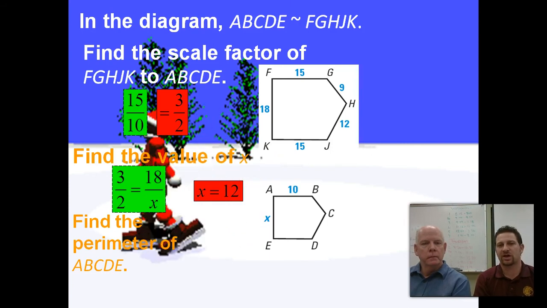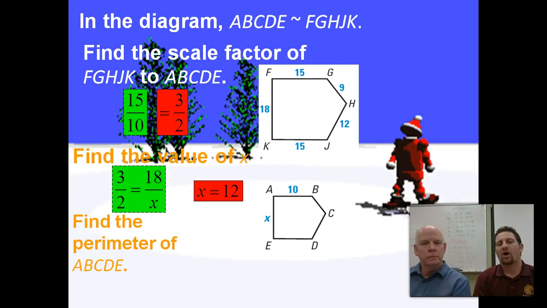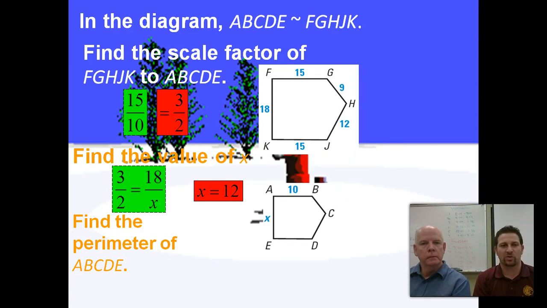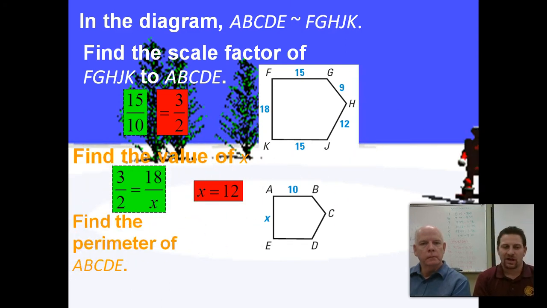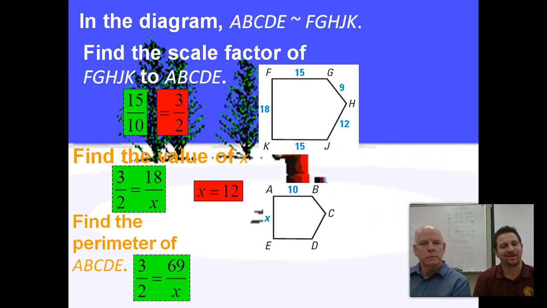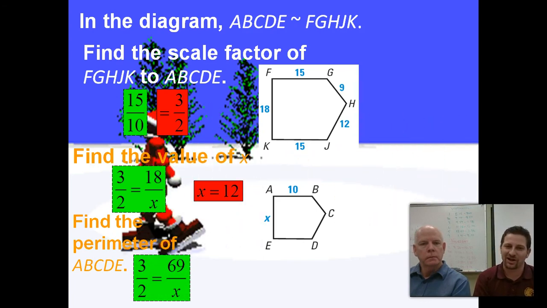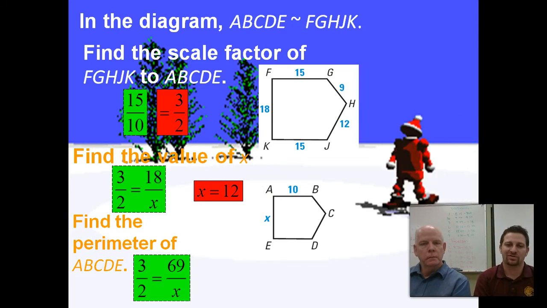Okay, so now we know side AE is 12, and so to find the perimeter here, all you got to do is take the perimeter of the larger one and use that same scale factor and make your proportion, and you should be able to come up with your answer. So I've got 3 over 2 equals 69 over X, and the 69 comes from 18 plus 15 plus 9 plus 12 plus 15. That gives you the 69.